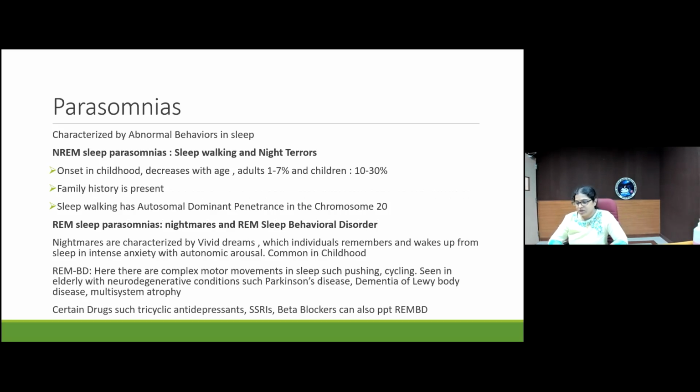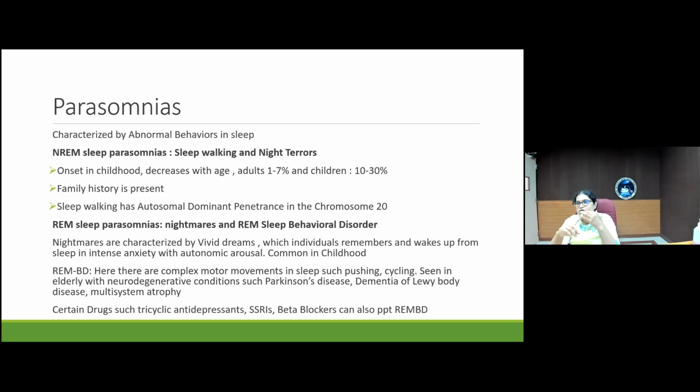Next, coming to parasomnias. Now we have completed the circadian sleep disorders, clinical features. Now coming to parasomnias. Parasomnias are basically characterized by abnormal behaviors in sleep. Here we can divide them into NREM sleep disturbance parasomnias and REM sleep parasomnias. So NREM includes sleepwalking and night terrors.